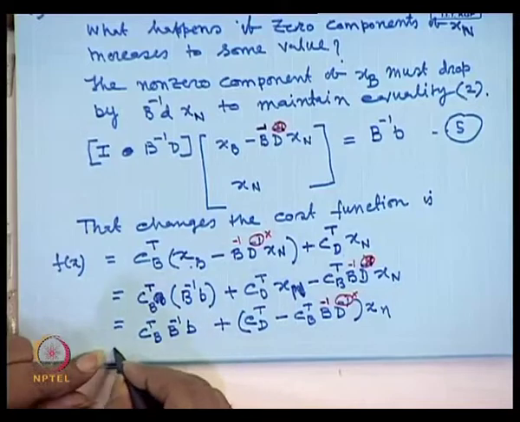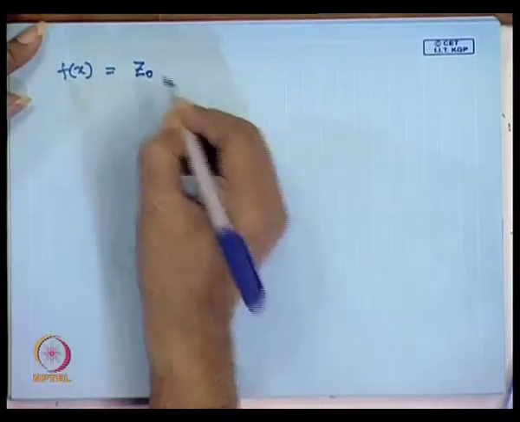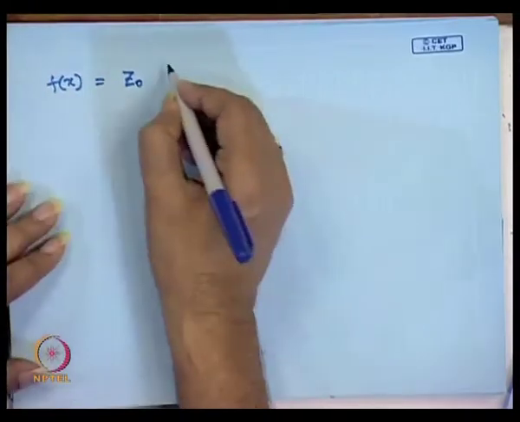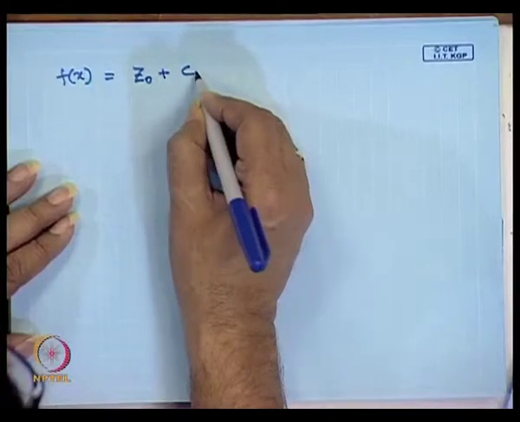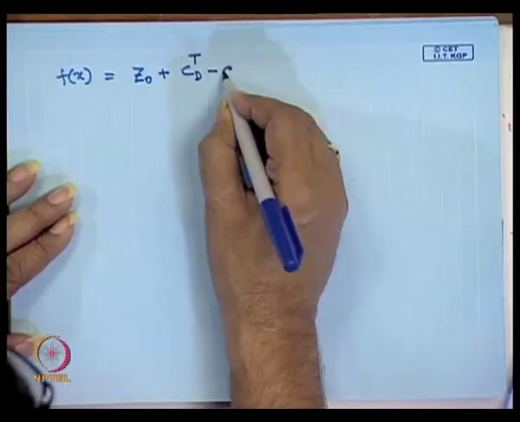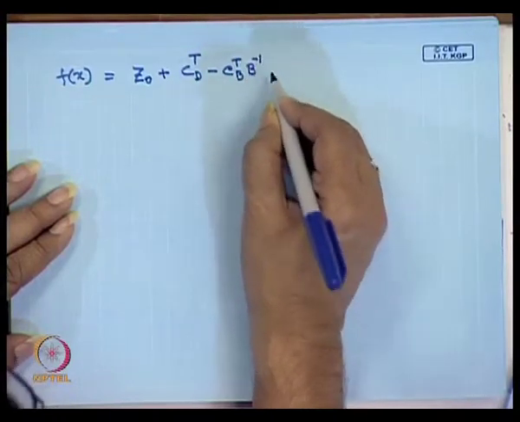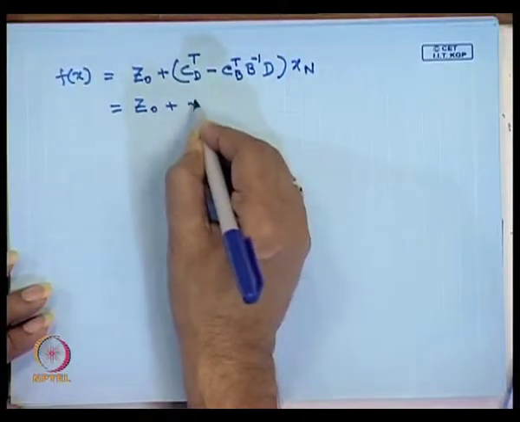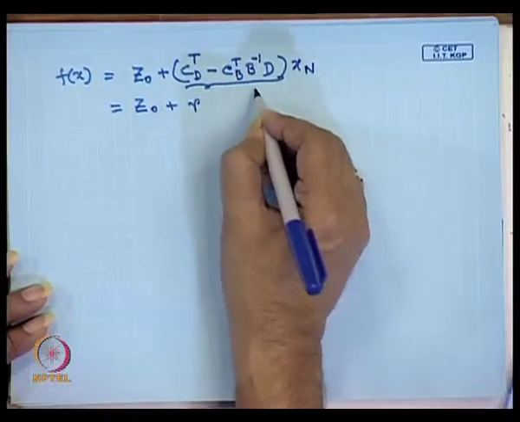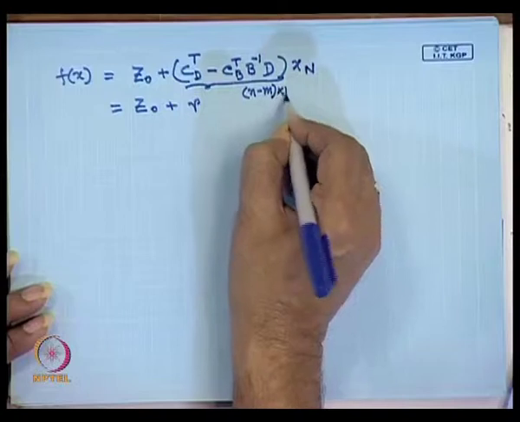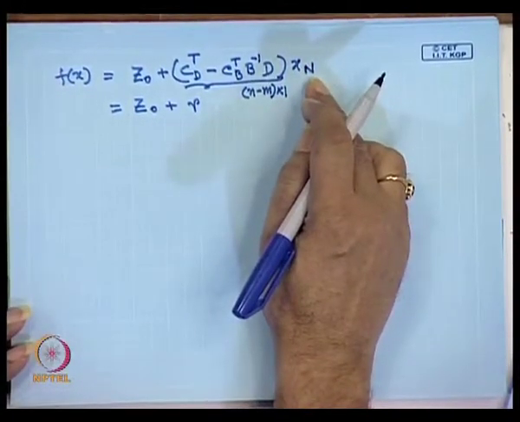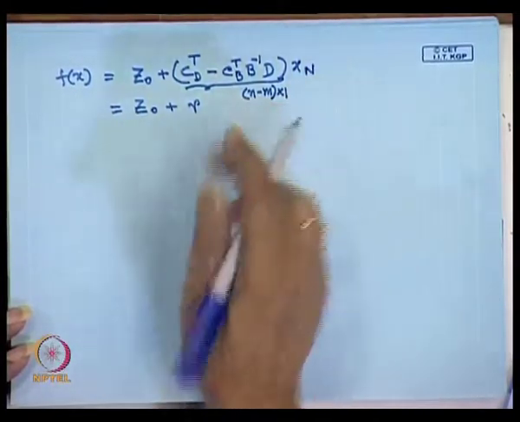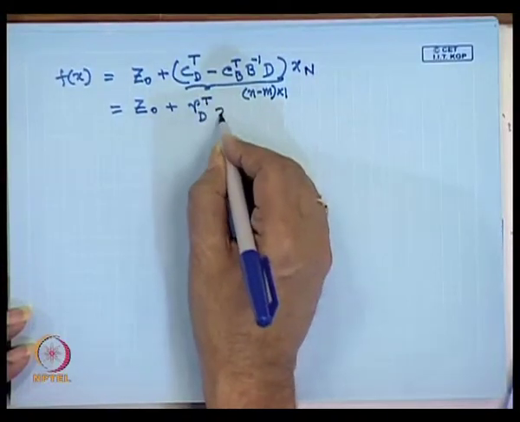So, now you see this term: f of x is z_0, the original point's objective function value, plus C_D transpose minus C_B transpose B inverse D, into x_n. Let us call this R_D, a row vector of dimension n minus m, and x_n is a column vector. So, I write it as R_D transpose into x_n.